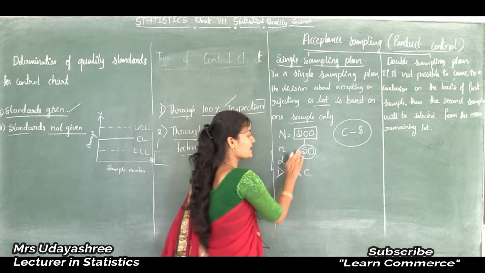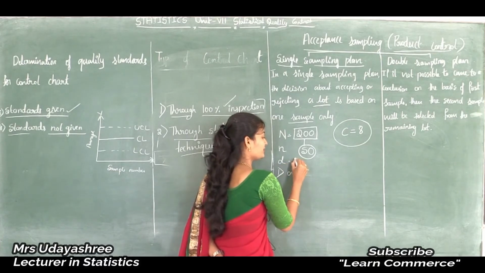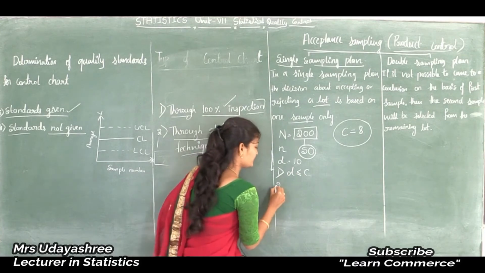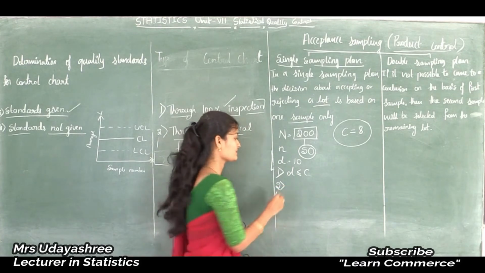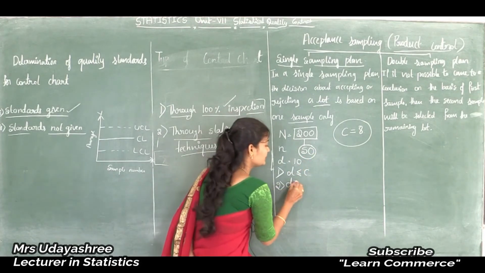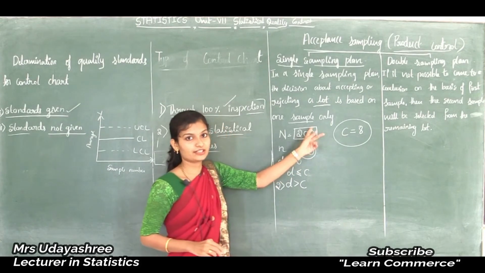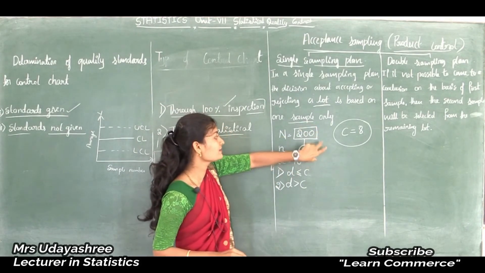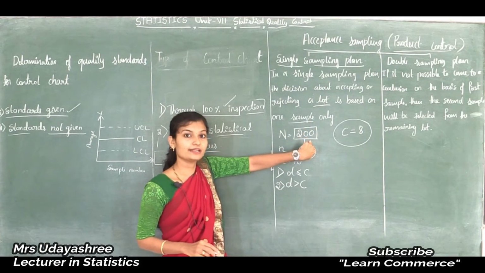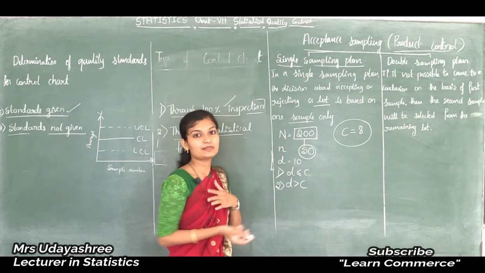After examining the sample, if the number of defectives is 10, what will happen? That is the second condition. Now D is greater than C, isn't it? So if D is greater than C, then this lot will be rejected, and this entire lot will be inspected through 100% inspection, and the defectives are replaced by good ones.